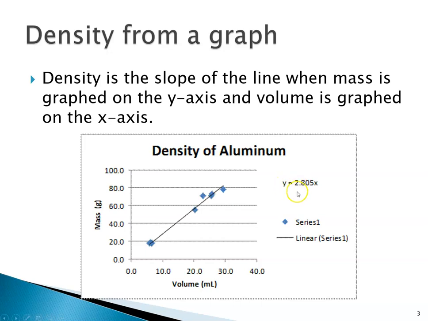Now, if you look at the reference table, you'll see the density of aluminum is like 2.7. It's not 2.8. So this is like experimental data. You could do a lab and measure different sized pieces of aluminum, and you would get close. And this is probably reasonable data here.